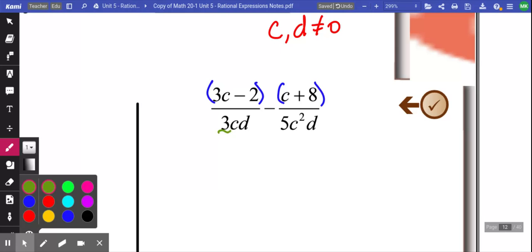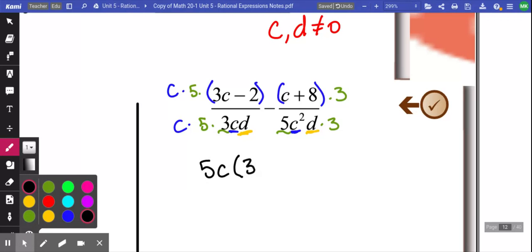Now, get a common denominator. 3 and 5 become 15. This one has to multiply by 5. This one has to multiply by 3. C and C squared. This one needs to multiply by C. D and D, fine, don't have to multiply by anything. This gives me 5C times 3C minus 2 divided by 15C squared D.